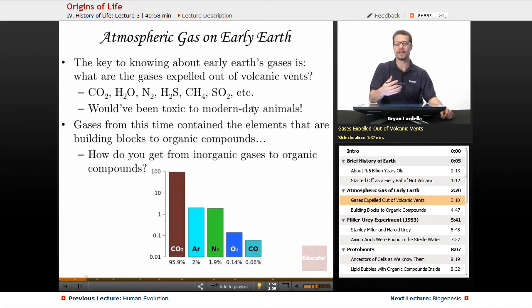So the first atmosphere on Earth, and actually for a while, wouldn't have been able to support modern day animals, let alone most life forms on Earth. It would be toxic levels, not enough of the gases that support life.